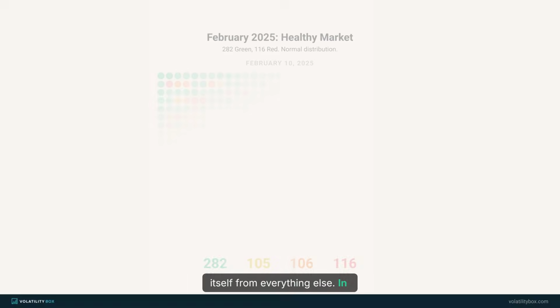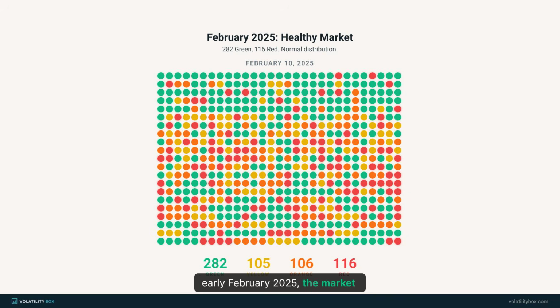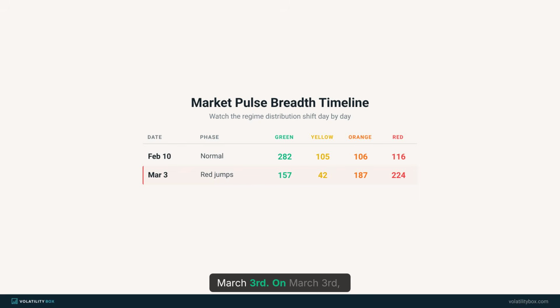In early February 2025, the market looked fairly healthy. You had 282 symbols in this stage of green acceleration, meaning stocks were just rising up, momentum was on their side. 116 stocks were in a market stage of deceleration, red. Again, a normal distribution. Then came March 3rd. On March 3rd, the number of stocks in this stage of acceleration dropped from 282 down to 157. The number of bearish stocks jumped from 116 up to 224.